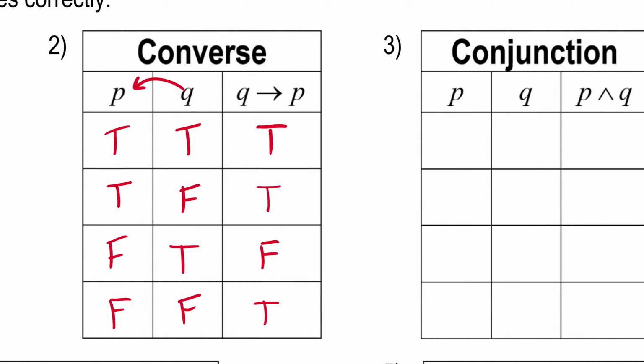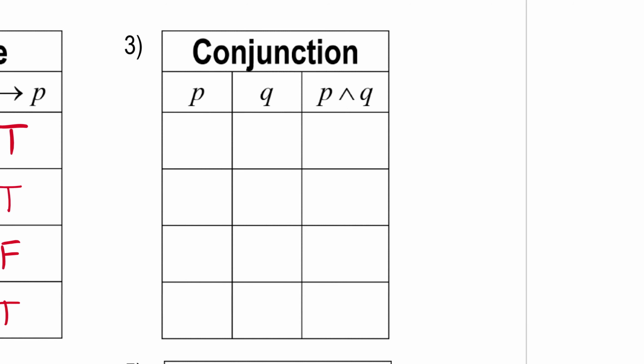Moving on, conjunction. Remember this little symbol means and. So starting out, I'm going to fill this out just the same. The conjunction means they both have to be true for the statement to be true. So the only one where they're both true is the top one, which means the rest of them are false.